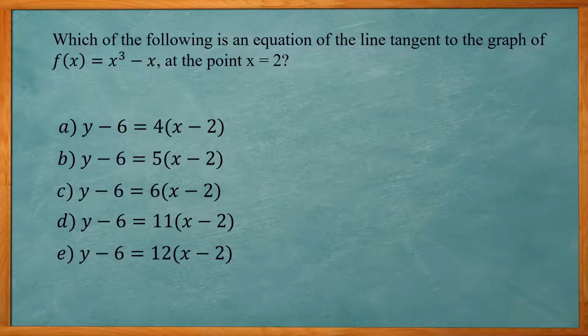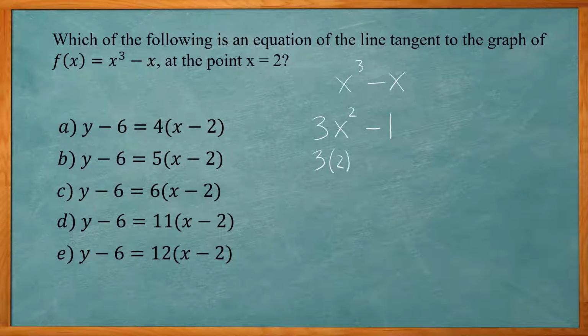Now here we want to find the slope of the line that's the tangent. In order to do that, we take the first derivative of our function. So we have x to the third minus x. Okay, so 3 comes out front, it becomes x to the second power, and the derivative of negative x is just going to be negative 1. And then I'm going to plug in x equals 2.